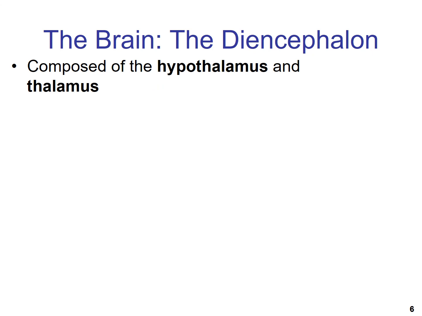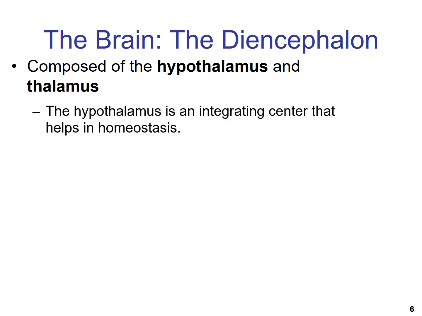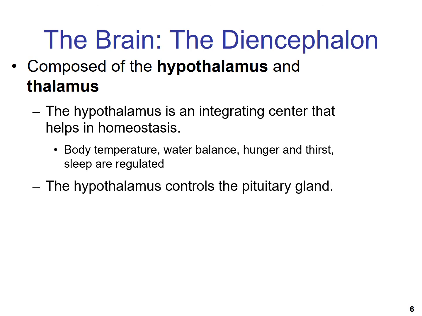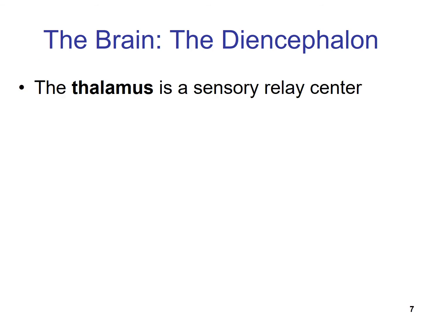So the diencephalon is composed of the hypothalamus and the thalamus. As I said, the hypothalamus is an integrating center that helps in homeostasis. It helps regulate, I think I mentioned this before, body temperature, but also water balance. It's responsible for making you hungry and thirsty, and it's also responsible for at least partially regulating sleep. It also controls the pituitary gland. Now, the pituitary gland is known as the master gland of the endocrine system. It basically controls every other major endocrine gland in the body. And so the hypothalamus controls that, and that makes this your link between the nervous and the endocrine systems.